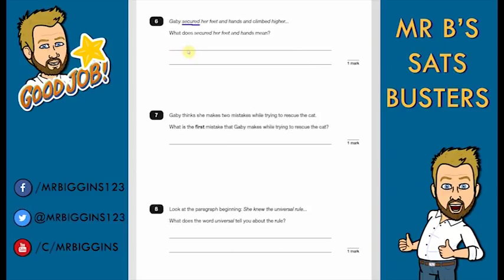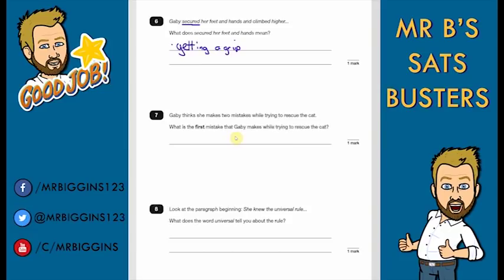Now, secured, if you think about it, what does that mean? Where have you heard the word before? A secure vault, so it's safe. Okay, so we want to be writing something here like getting a good grip. And you can also think about if you were climbing a tree, what would you be doing? If you're securing your hands and feet and then climbing higher, what are you doing? So you're writing something like getting a good grip. You might write something like moving her hands and feet, adjusting her hands and feet so she can hold on better, getting a firm hold, something like that. And that's what she's doing before she climbs higher.